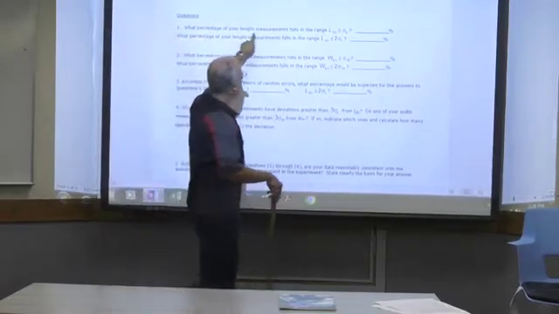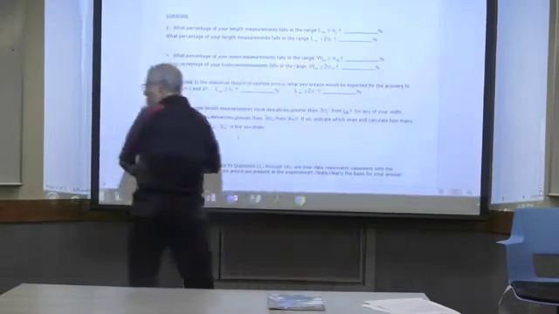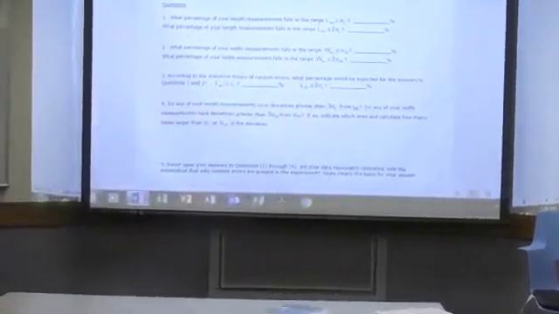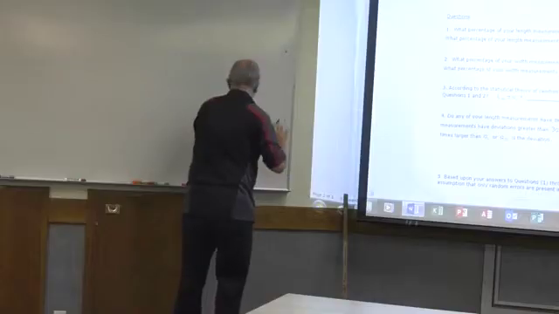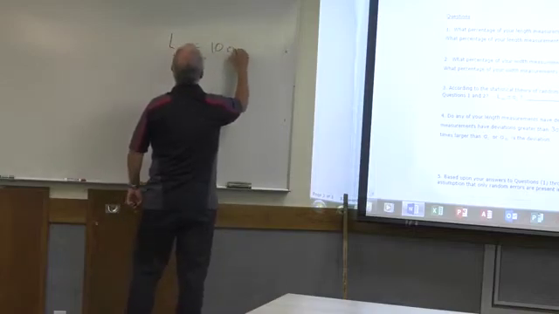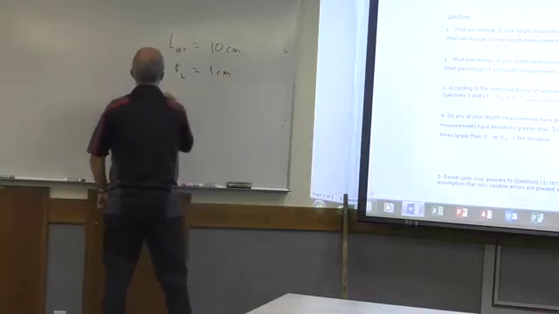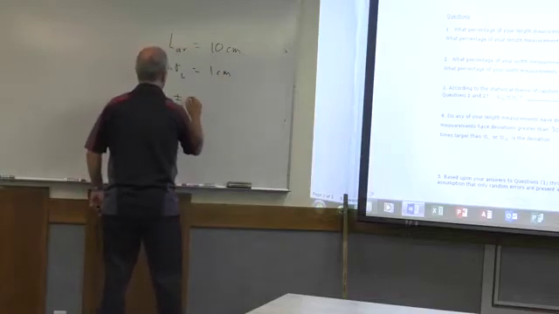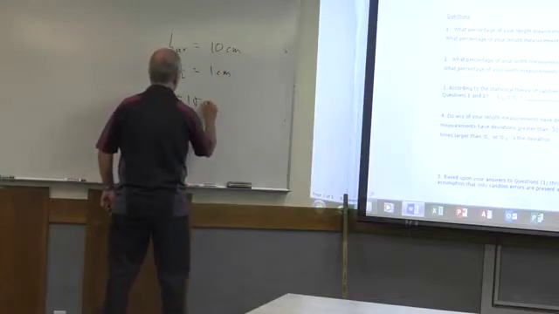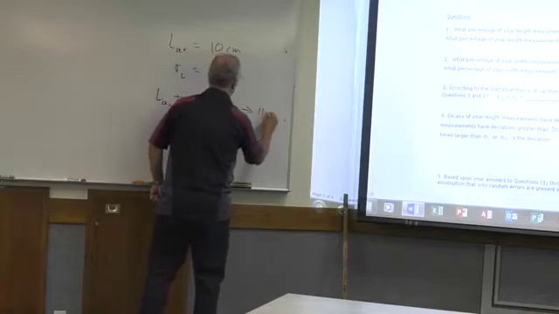What percentage of your length measurements fall within the range L plus or minus sigma? Okay, so I'm just going to make up some numbers which are probably total garbage. I'm going to make it easy. L average is 10 centimeters. Sigma L is 1 centimeter. So L average plus or minus 1 standard deviation, what is that? It goes 9 centimeters to 11 centimeters.